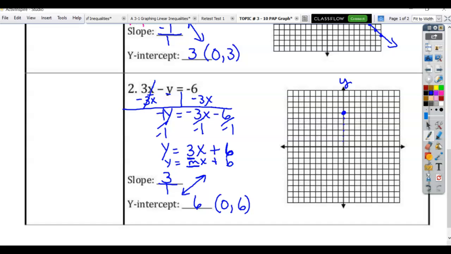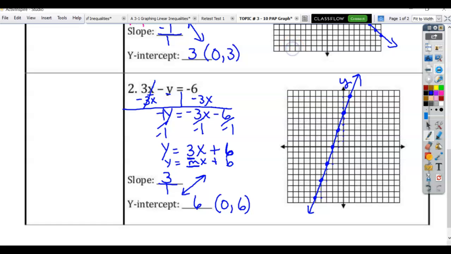This time I'm going to go up 3 and over 1. 1, 2, 3, over 1 to the right, making sure it's positive. Can't go any more up, so I'm going to go ahead and go down from my y-intercept. 1, 2, 3, this time going 1 to the left. 1, 2, 3, left 1. Keep on going all the way down. 1, 2, 3. Okay, connect the dots. Make sure you have arrows and you've got your line.